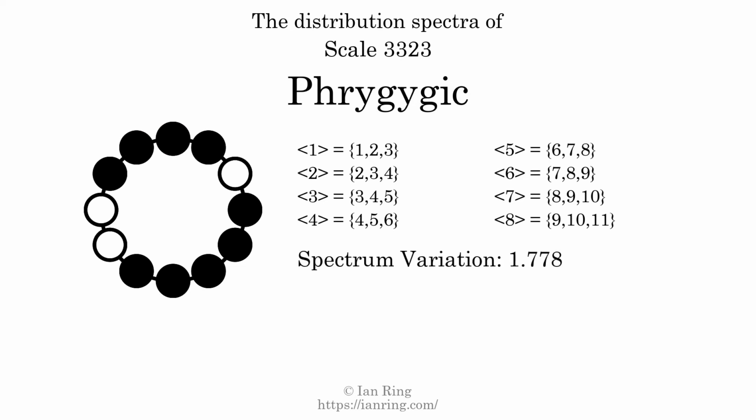The spectrum variation is the sum of all the widths, divided by the number of tones. The spectrum variation of this scale is 1.778. Since the variation is greater than 0, this indicates that the scale is not perfectly even. The highest spectrum width is 2. Since this is greater than 1, we know that this scale is not maximally even.